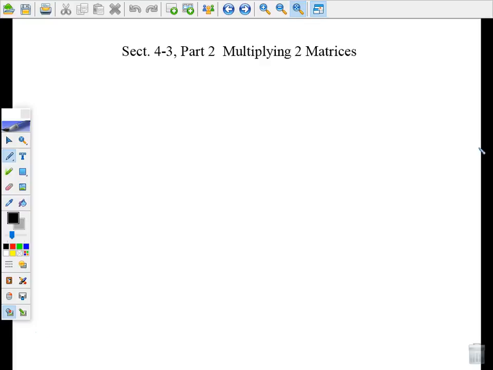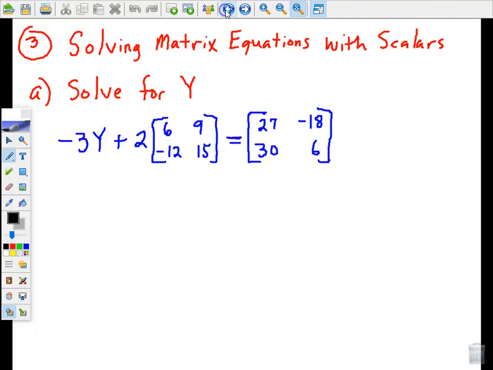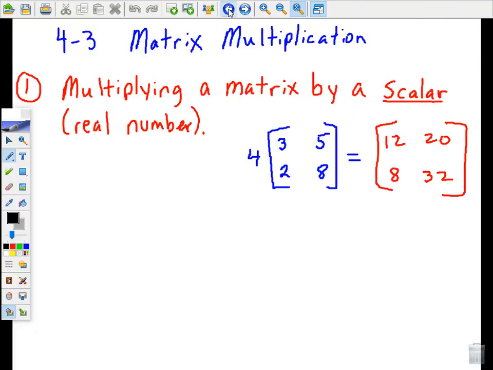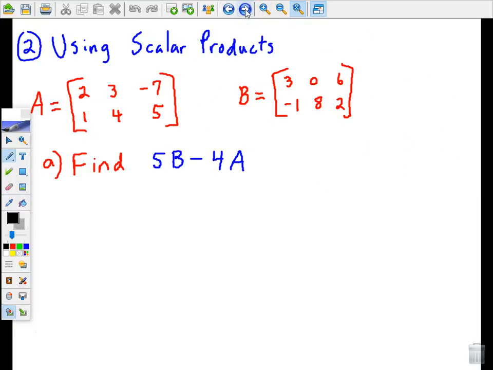In our previous lesson in section 4.3, we talked about scalar multiplication. That's where we take a single number and we multiply it times the matrix. As you can see here, we had this in our notes from the other day. So scalar multiplication is really pretty easy. It's really like the distributive property in a way, just taking a number, in this case 4, and multiplying times all of the elements inside the matrix.